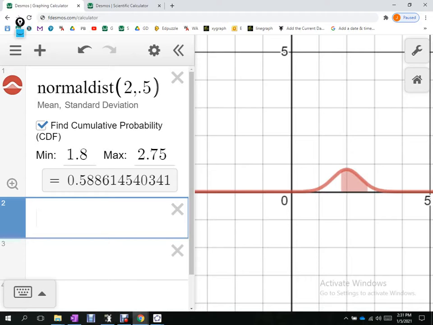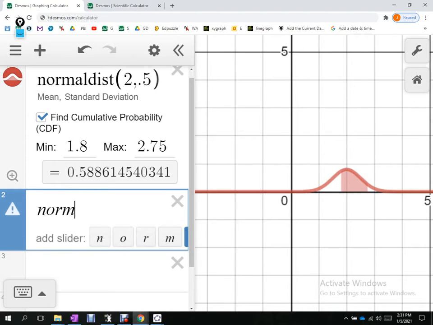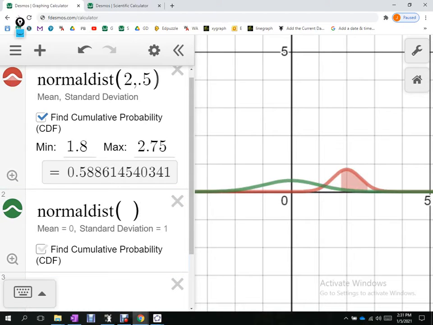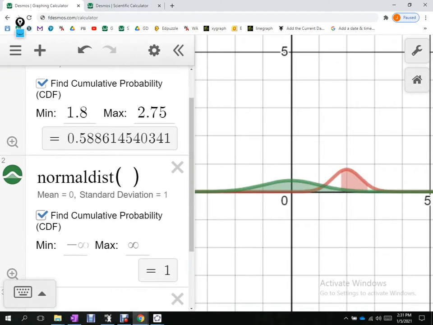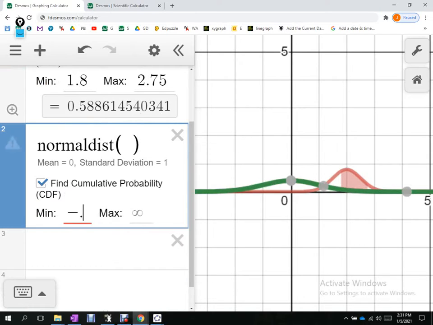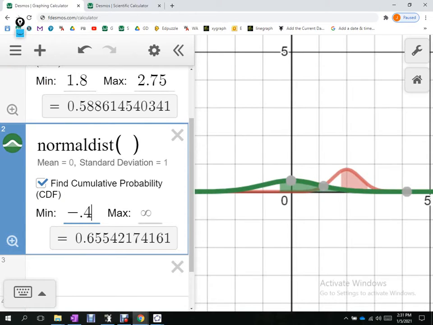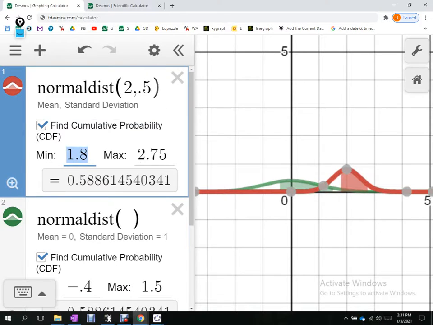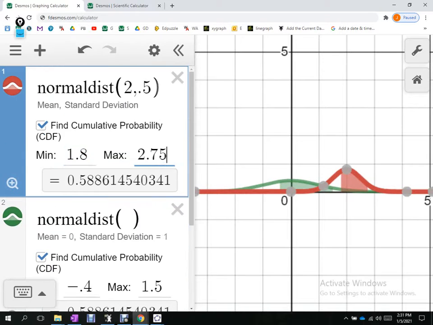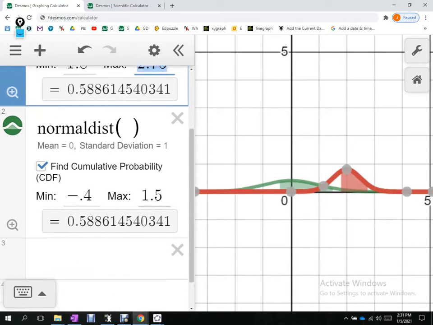Okay. Now, likewise, if I go normal dist and I type in, I want to leave it as the mean being 0 and the standard deviation being 1, so it gives me the green curve. Okay, I'm going to click on that box there. Now we standardized it, and when we standardized it, we got negative 0.4 for that first z-score, and we got 1.5 for the second z-score, so that 1.8 standardized to negative 0.4 and 2.75 standardized down to 1.5.